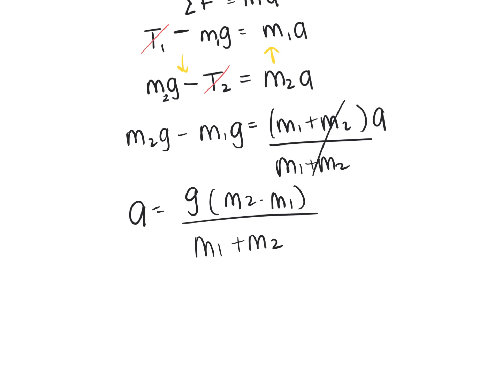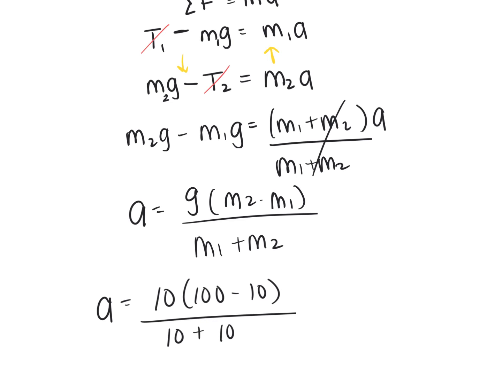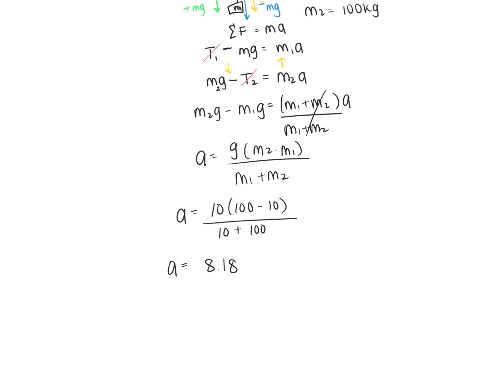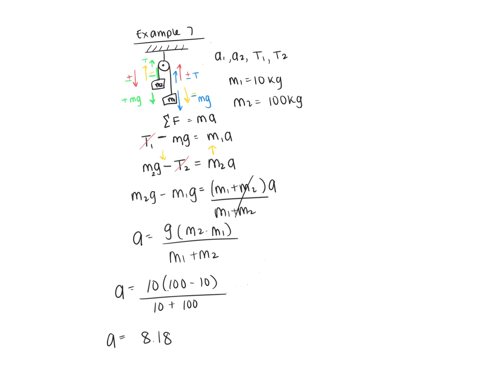And because we have our values, we can solve for a. Gravity is 10, m2 is 100, m1 is 10. And our answer, if you put it in your calculator, turns out to be 8.18. Now that we have found our acceleration, and remember we said that our acceleration will be the same for both objects, we can plug it in to our first equations, and this will help us find T.